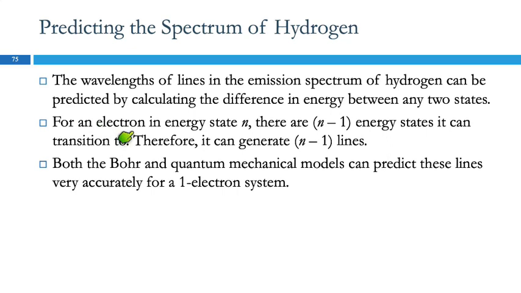So if you have an electron in energy state n, then there's n minus 1 possible energy states it can transition to. So then it can generate n minus 1 lines. That actually doesn't mean that much to me. We'll just ignore that one. So both the Bohr model and the quantum mechanical model predict the lines for hydrogen very well. But hydrogen is an exception. Hydrogen has one electron and only one electron.